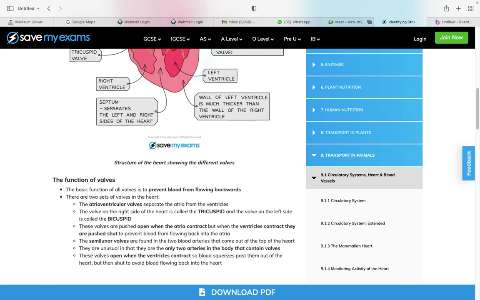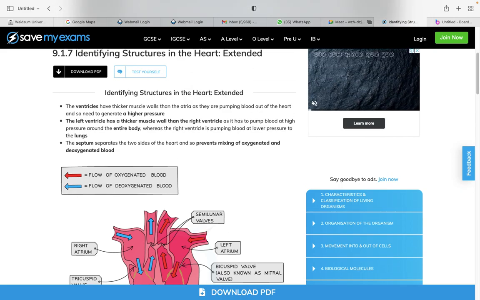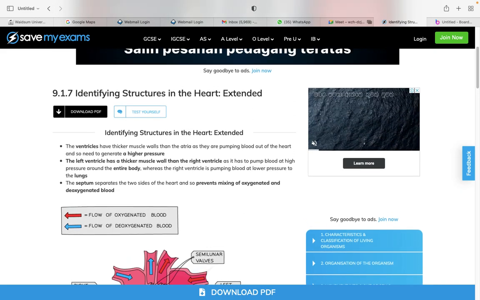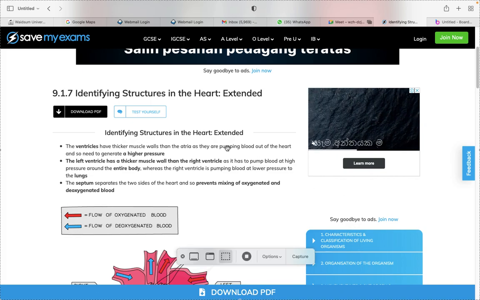I think we can start from here next class. Can you take note where we stop? We can start from here in our next class. 9.1.7, identify structure in the heart. Okay, so with this, we come to the end of today's class. Thank you.